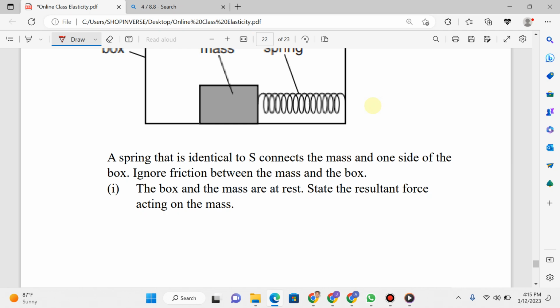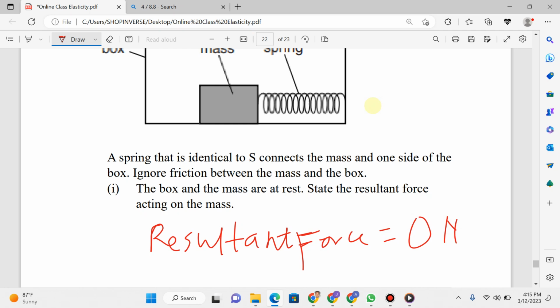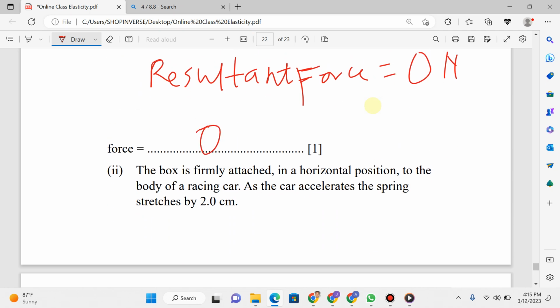Well, if something is at rest, the resultant force is 0. If something is at rest and is not rotating, not having an angular acceleration, then the resultant force is 0. Resultant force is 0 Newton. That's what it means.